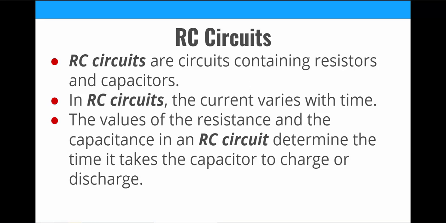So an RC circuit is a circuit that contains a resistor and a capacitor. And so pretty much, if you just have a capacitor by itself, it is an RC circuit, with the R being the resistance of the wires. Because you always have wires, so there will always be some resistance. So in an RC circuit, the current varies with time, and the values of the resistance and the capacitance in an RC circuit determine the time it takes the capacitor to charge or discharge. Okay?